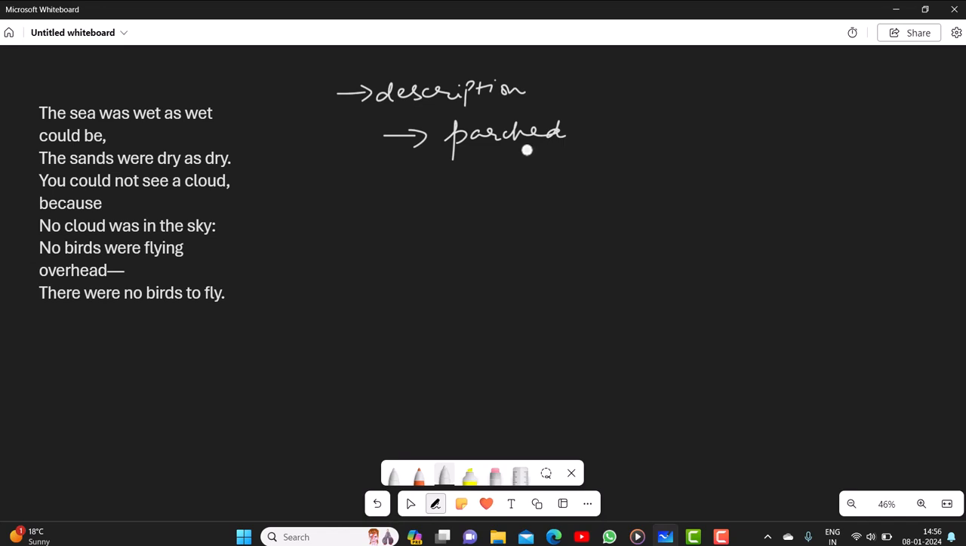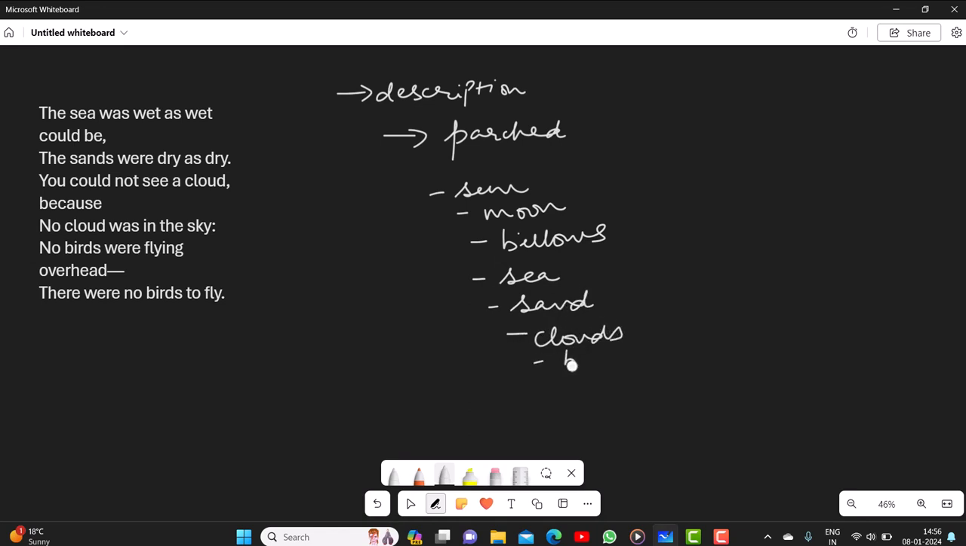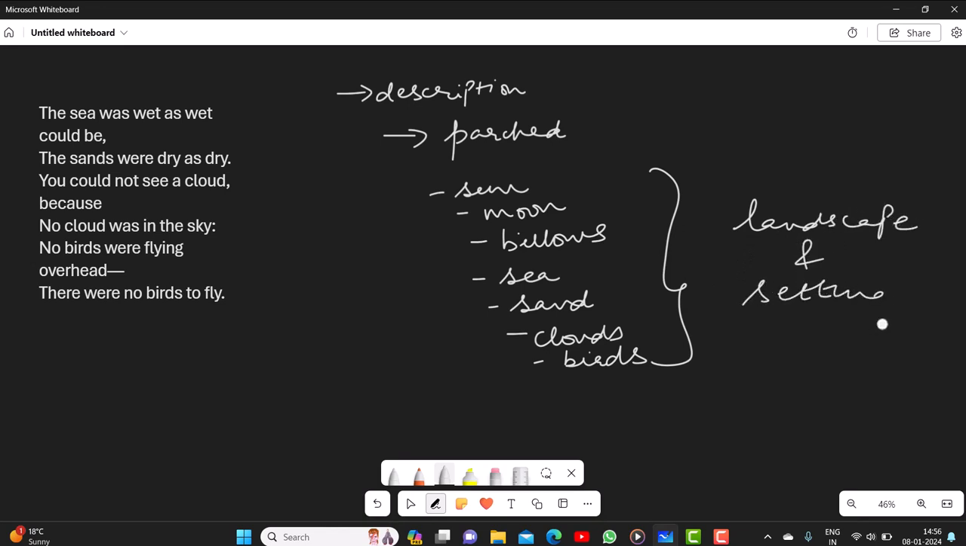Now we've read the first two stanzas and this is the third one. The mention of the sun, the moon, and billows, and the sea, the sand, and clouds, and birds, all these words establish the landscape and the setting of the poem.